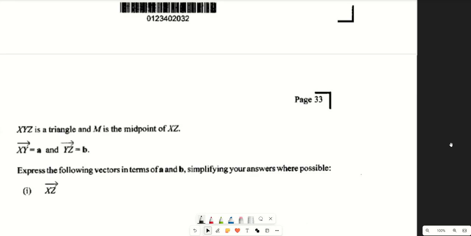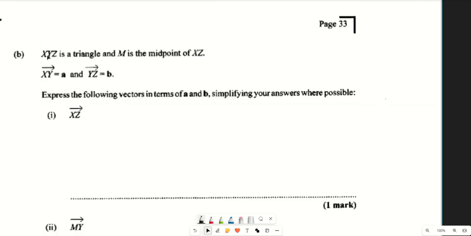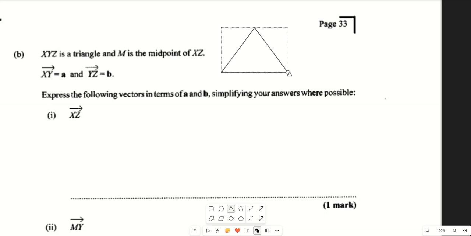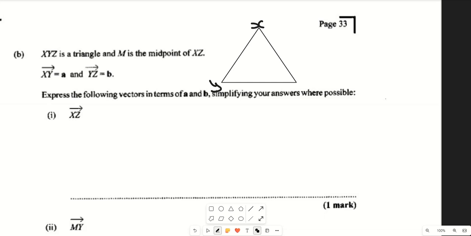All right, let's go to the next question, part B. They said triangle XYZ and M. There's a triangle XYZ, right? M is the midpoint of XZ. XY is equal to A and XZ is equal to B. Now, what I would recommend in this question, and they didn't tell you to do it, but just visually, let's draw a triangle. Let's label it X, Y, and Z.